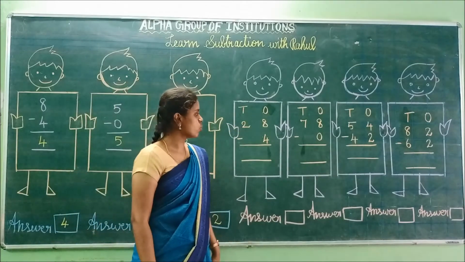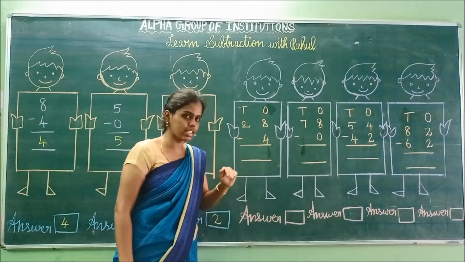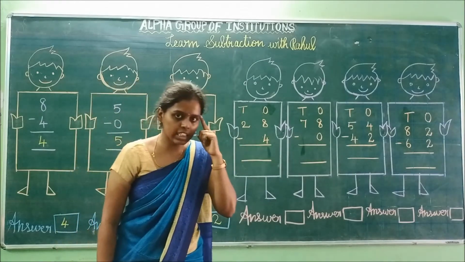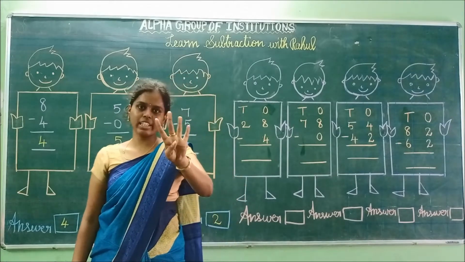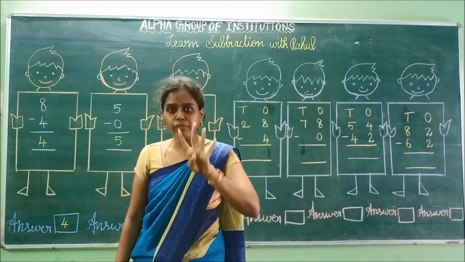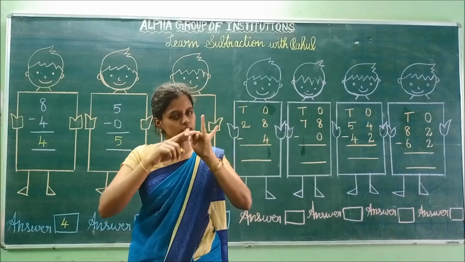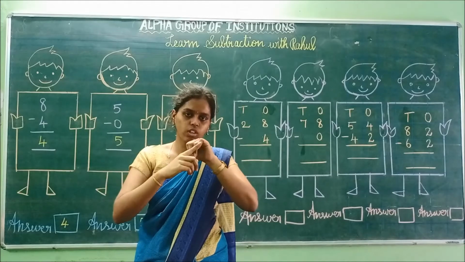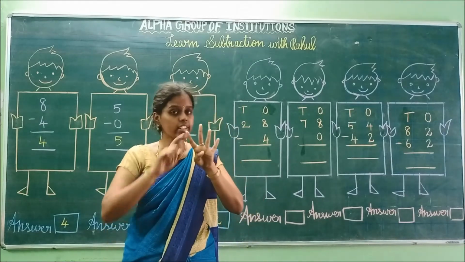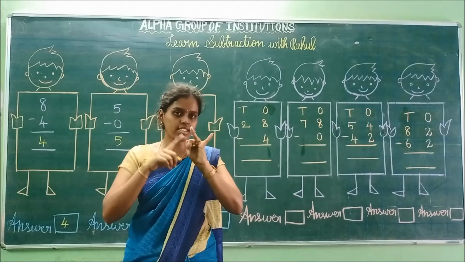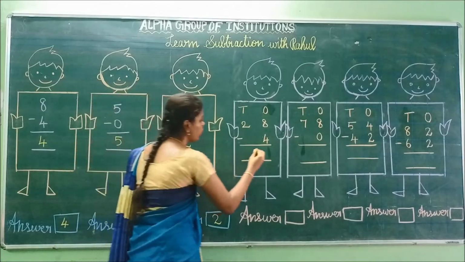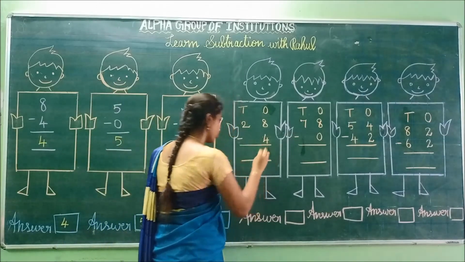See the ones place, what are the numbers in the ones place? 8 and 4. What do we have to do now? Yes, 8 in the mind and 4 in the finger. Before 8, 7, 6, 5, 4. 8 in the mind, take 4 in the fingers. Before 8, 7, 6, 5 and 4. Your answer is 4. So write your answer here as 4.